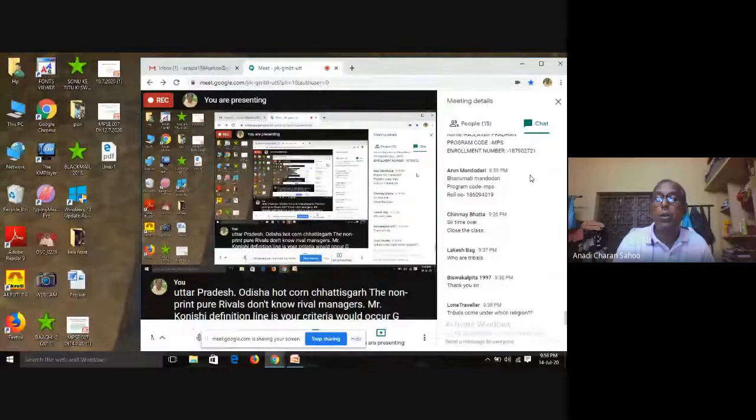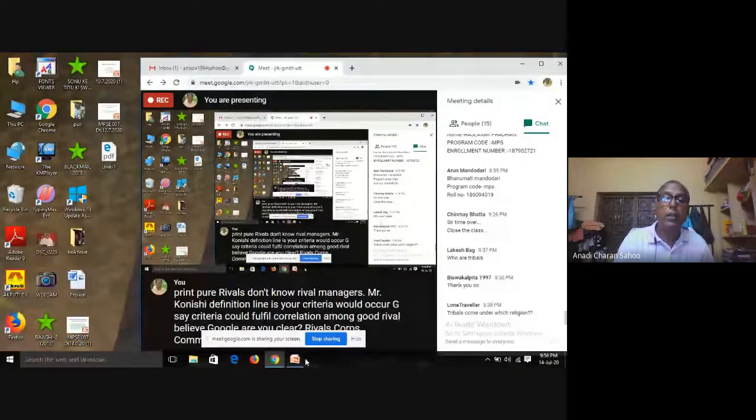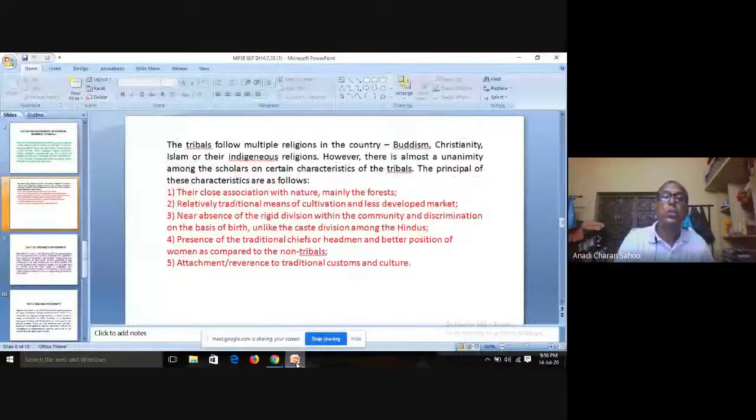Tribals come under which religion? In every religion. The slide shows tribals are in Buddhism, in Christianity, in Islam, or they have indigenous religions. Tribals are present almost in all religions.